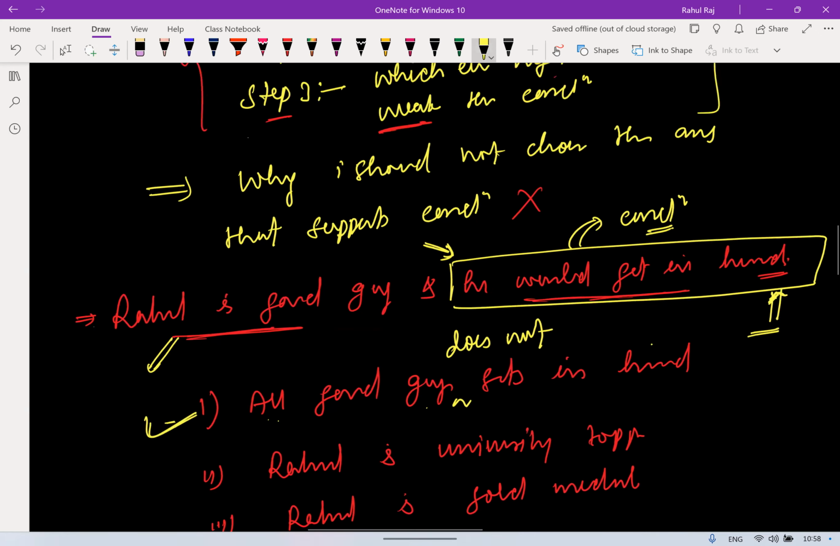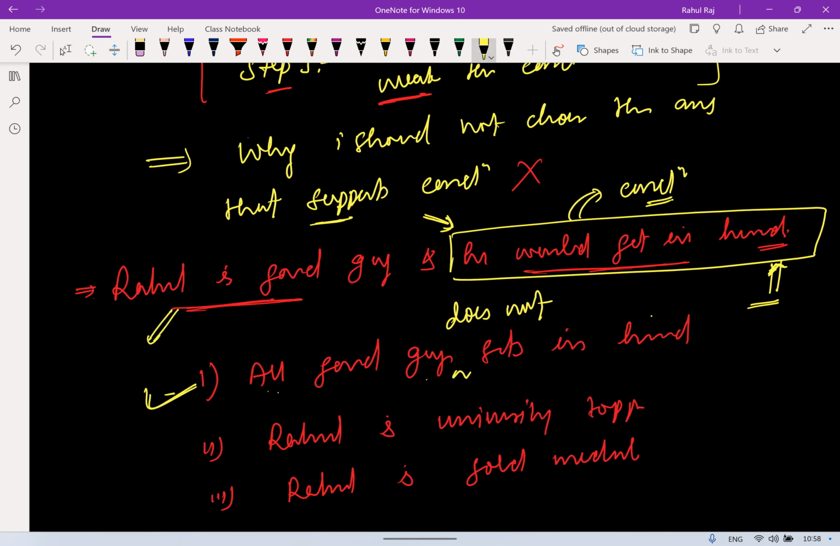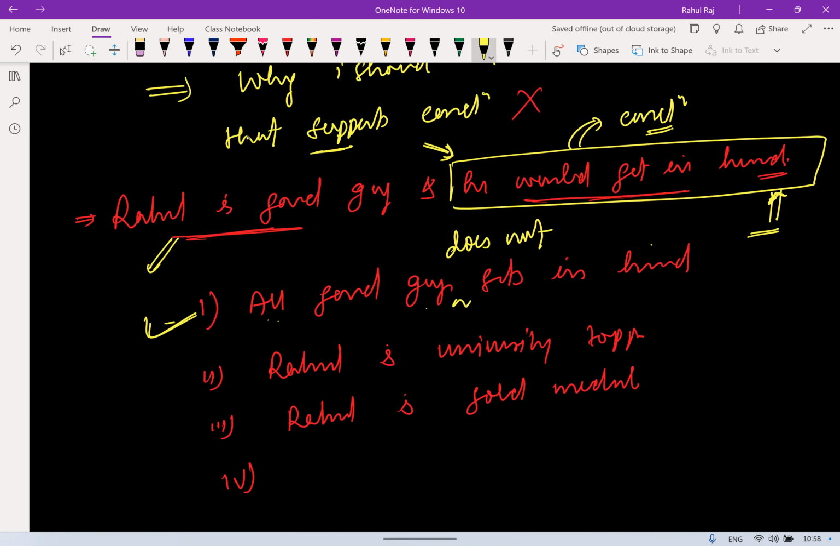The point I have told you is why you should not choose an answer that supports the conclusion: there is a lot of third-party information given to you where you would feel that it is trying to strengthen the conclusion, but it has got no connection with it at all. So imagine Rahul is a university topper. If you start thinking about the definition of good, then according to you, option number 2 should be right. Option number 3 should also be right. Agreed?